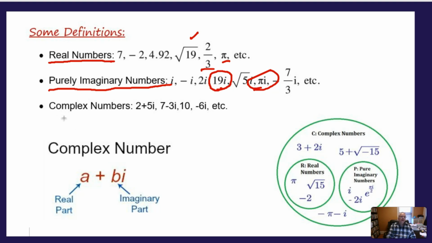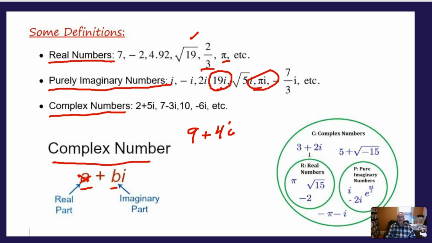something times i. A complex number is a number we get when we take a real number like 9 and add to it or subtract a purely imaginary number like 4i. And that's called a complex number, a number that has a real part plus a real number times i. Now, complex numbers include the real numbers because maybe b is 0. If b is 0, then we just have a real number. It also includes the imaginary numbers because if a were 0, we just have, for instance, 2i. That's a purely imaginary number and it fits in the set of complex numbers.